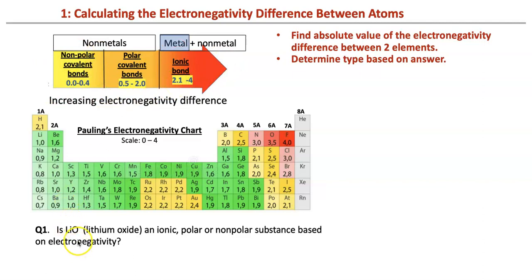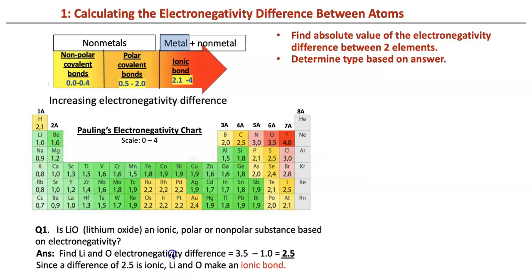So let's look at a problem. Lithium oxide, Li2O: is it ionic, polar, or non-polar based on its electronegativity? First, you have to forget about the subscripts showing how many atoms there are. You just need the types of atoms. So lithium, if you look here, is 1.0 and oxygen is 3.5. So the absolute value of this is going to be highest number minus lowest number, which is 2.5. 2.5 fits over here, meaning that it is an ionic bond. So this is an ionic compound.